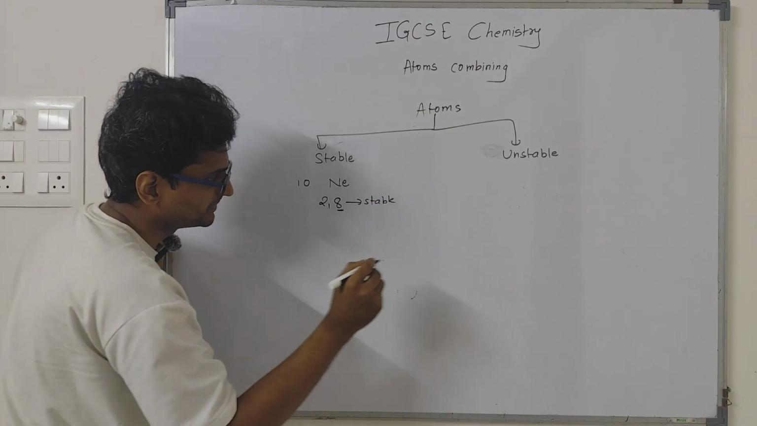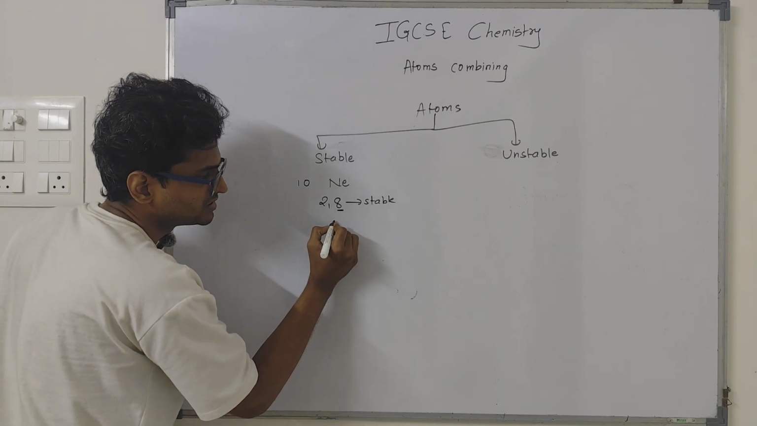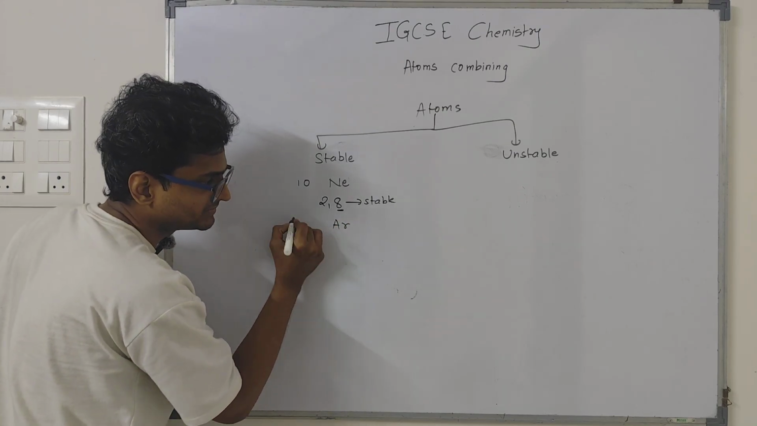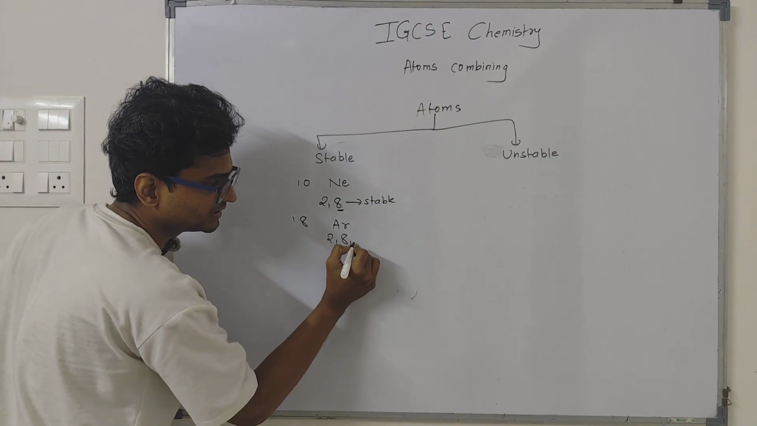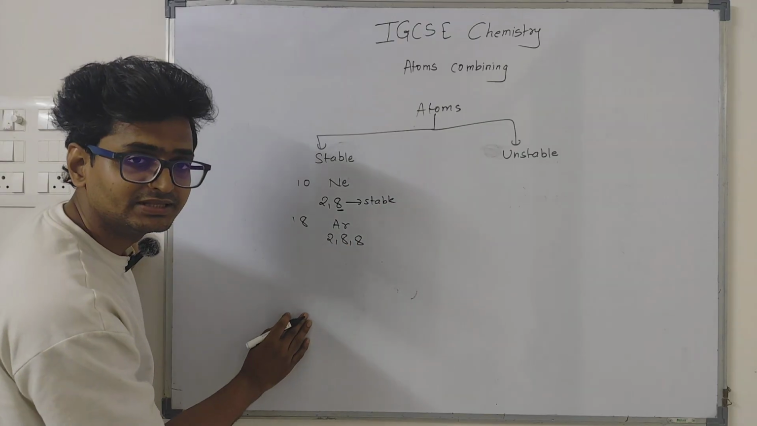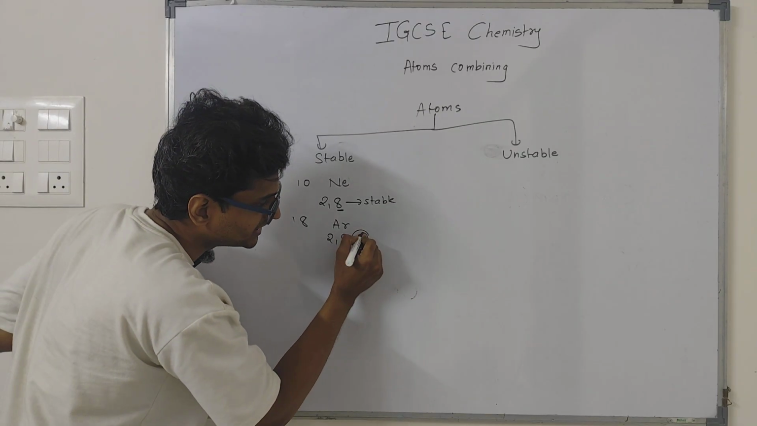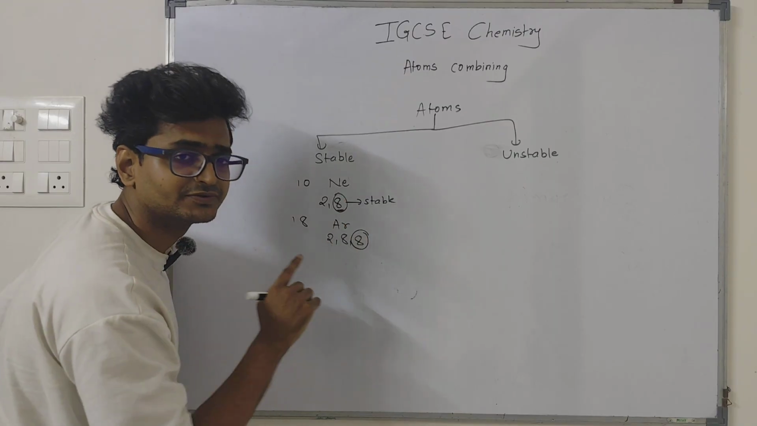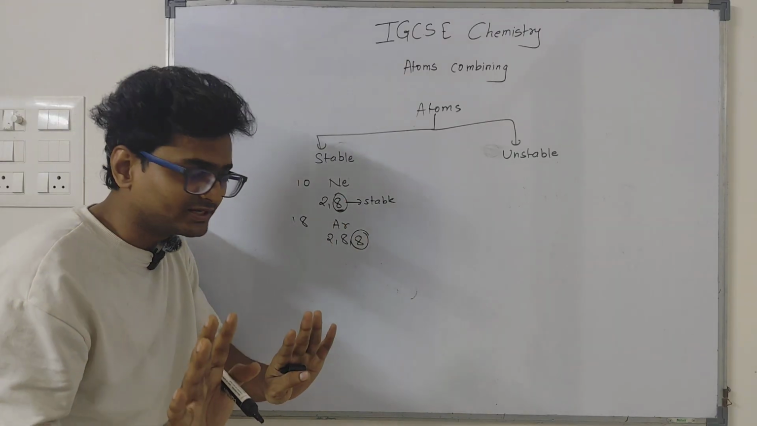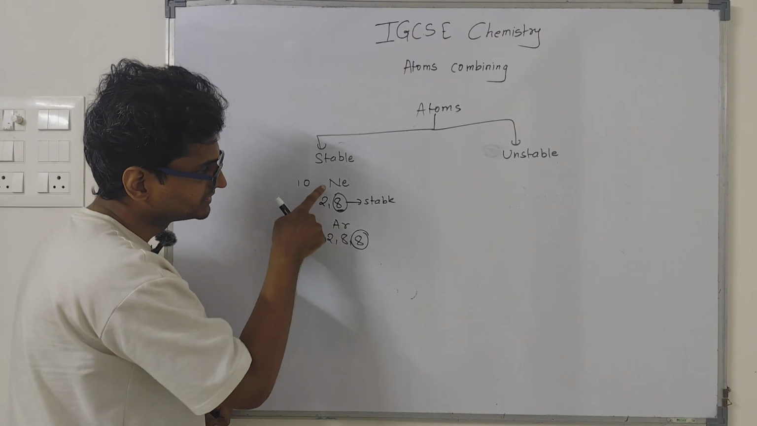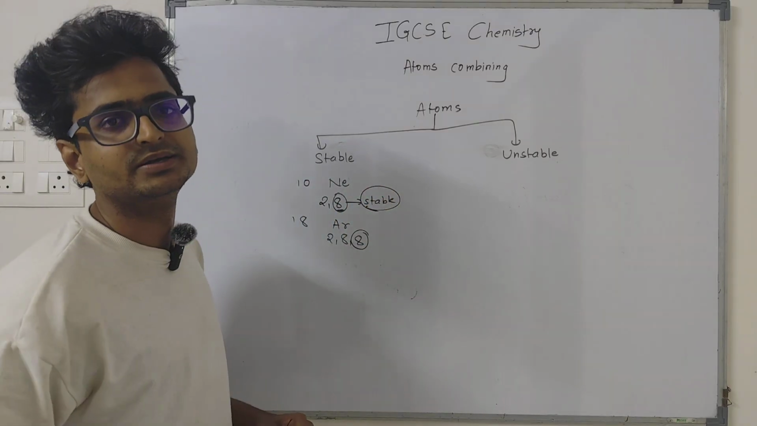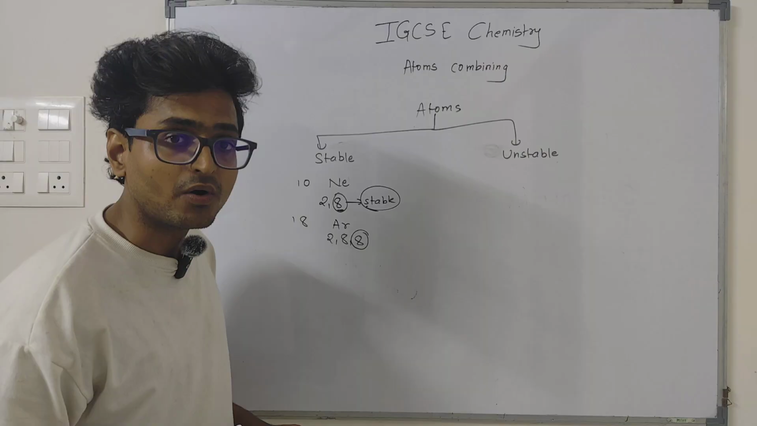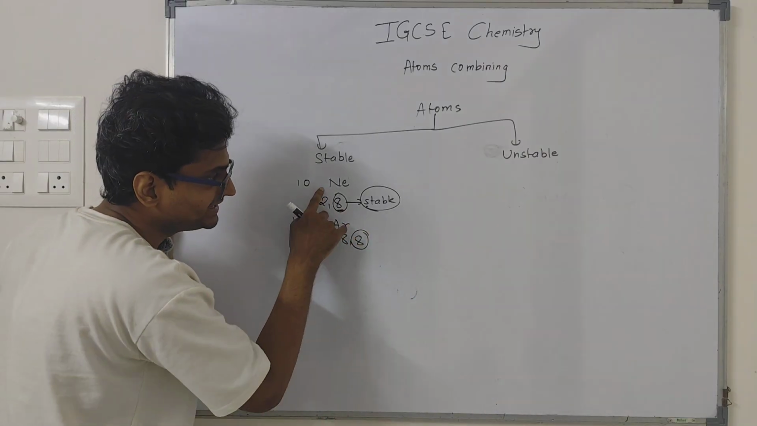I'll take another example. For example, argon, whose atomic number is 18, so what will be the electronic configuration? 2, 8, 8. Now if you see, this also has 8 electrons in the last shell. This is also stable. Now you should understand, the atoms which are stable will never bond. So these atoms will never bond.